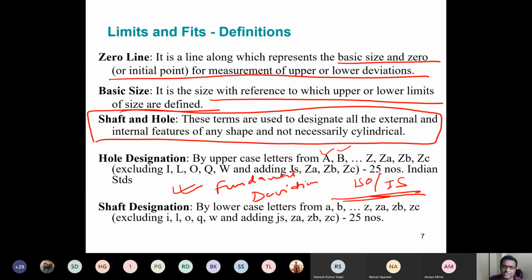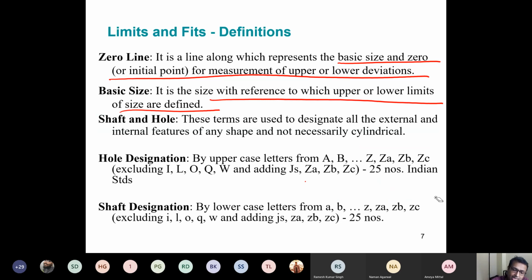And same thing, shaft designation. Again, the fundamental deviation is what you get from these shaft designations A, B, C, D. Okay, I'll show you what it means once I show you the actual standards. It will be more clear if you see the actual standards. So there are 25 numbers, both ISO and IS.